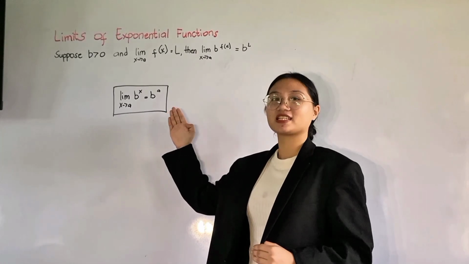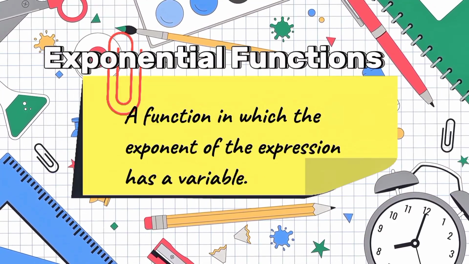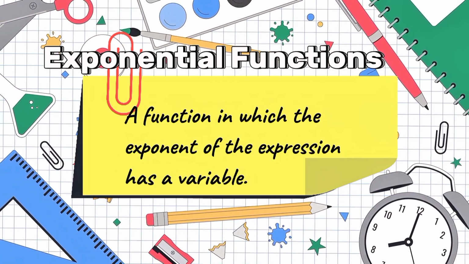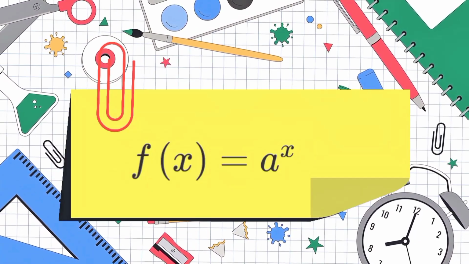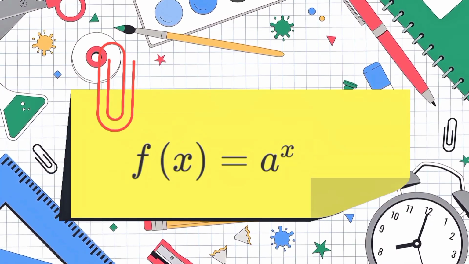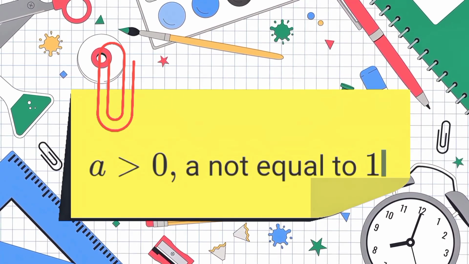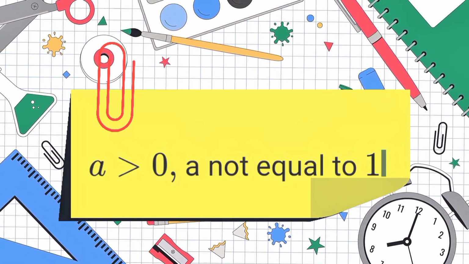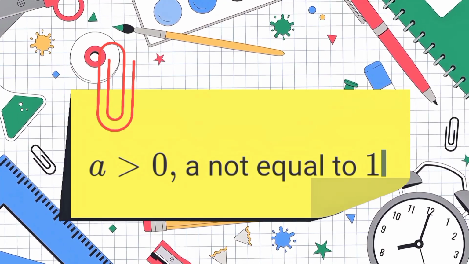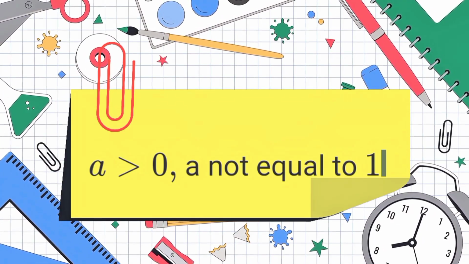When we say exponential function, it is a function in which the exponent of the expression has a variable, denoted as f of x equals a raised to x, where the value of a is a constant. And it has to satisfy the condition that a is greater than 0 and not equal to 1, while the variable x is the exponent, in which its domain is an element of the real numbers.